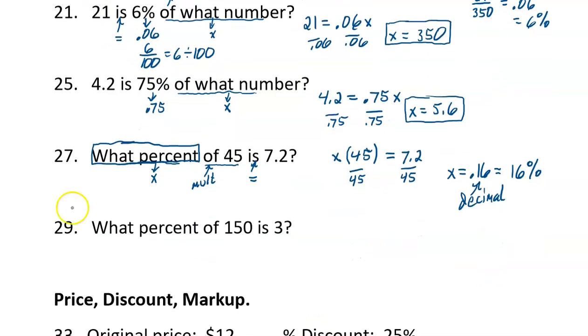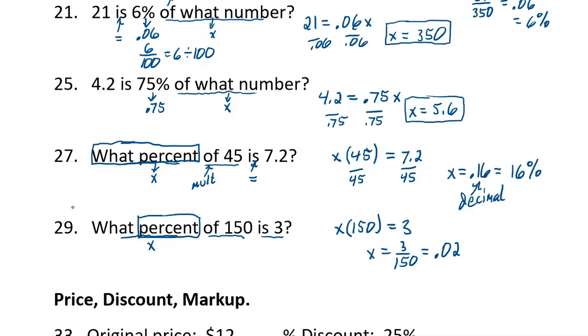Now number 29, the unknown percent we'll call x. The of 150 is going to be multiply by 150. The is 3 is going to be equals to 3. So we have x times 150 is 3. So x is equal to 3 divided by 150. Now dividing this will get us a decimal, 0.02. What do you have to do to that decimal to get a percent?